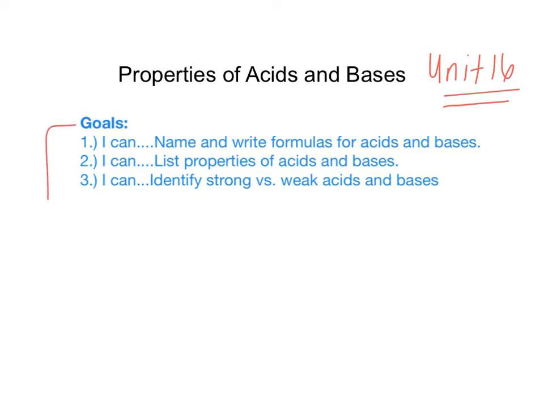Our goals for today are that at the end of this, you should be able to name and write formulas for acids and bases. That's going to be a throwback to nomenclature, which we'll review and practice with. Also be able to list the properties of acids and bases. And lastly, be able to identify strong versus weak acids and bases.